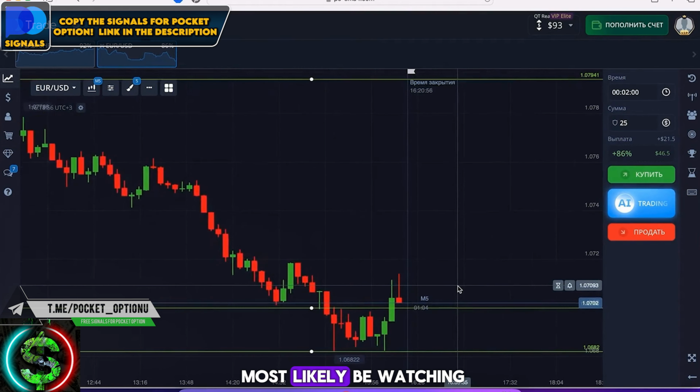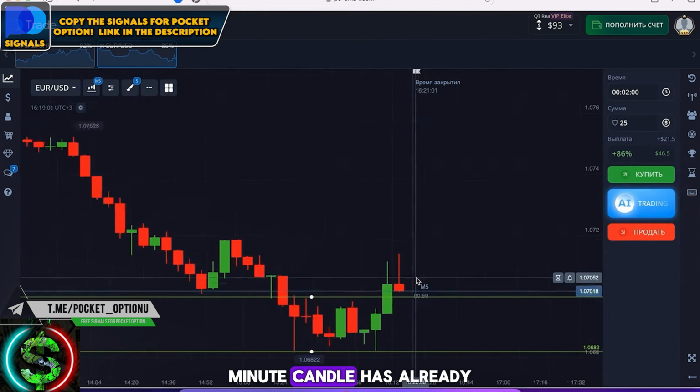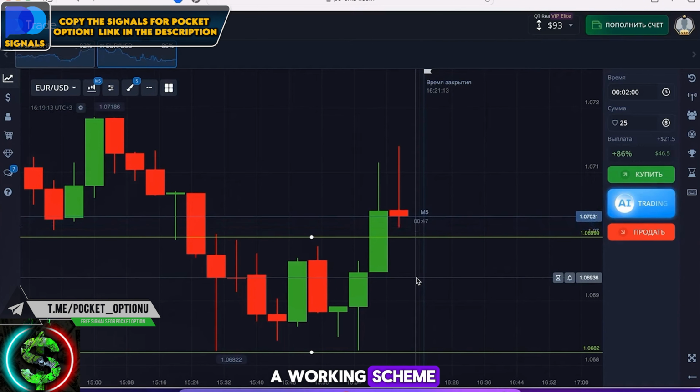And now we will most likely be watching the trend on the minute interval here because we see that the 5-minute candle has already had a very good pullback. There is still a minute left, so we will wait and see. And I will say right away that even though I talk a lot, I am really sharing a working scheme, something that is truly needed by all of you.